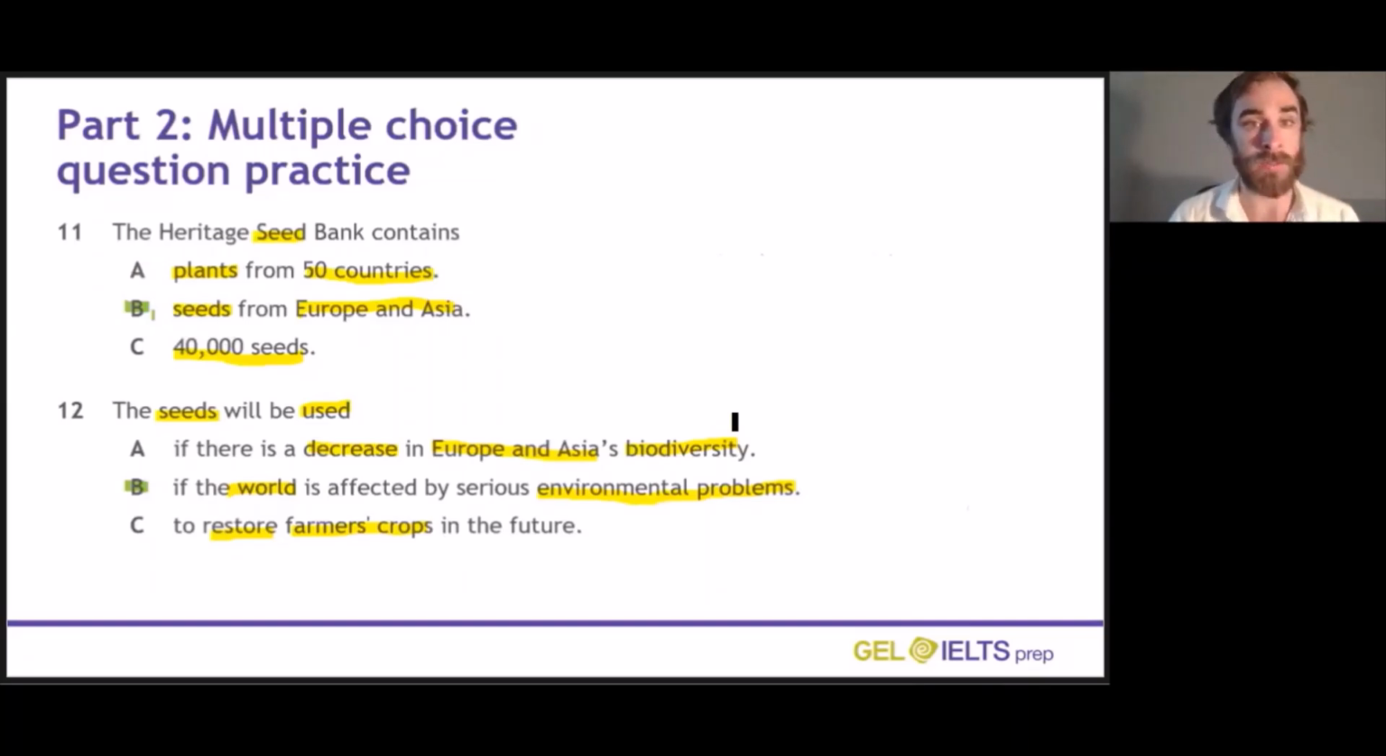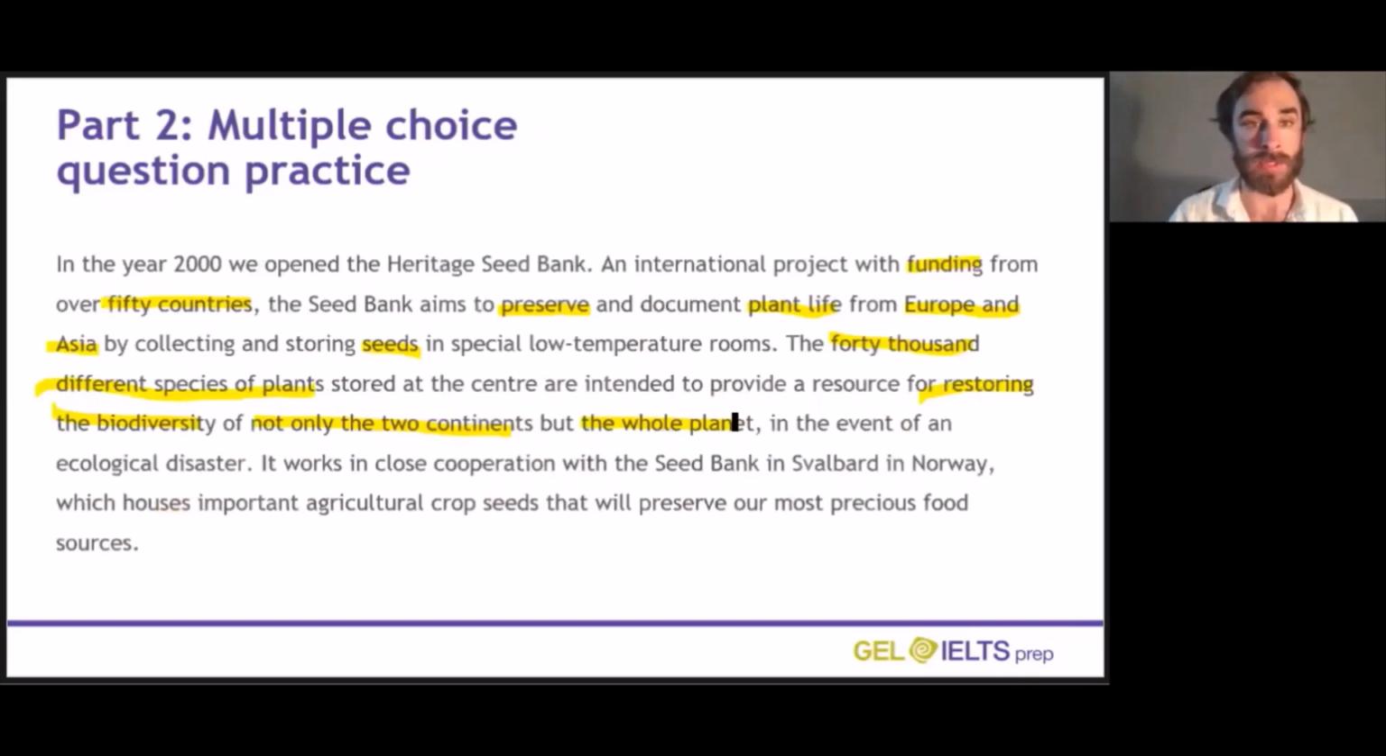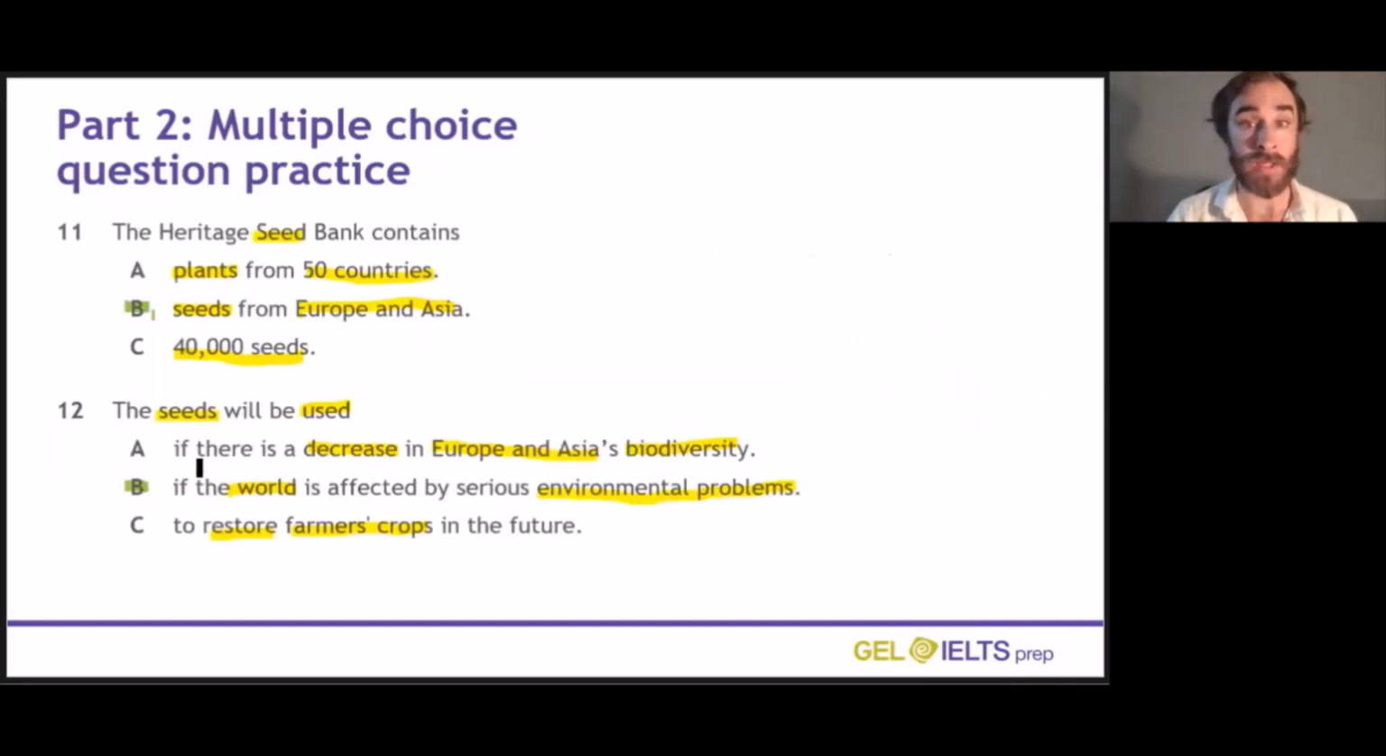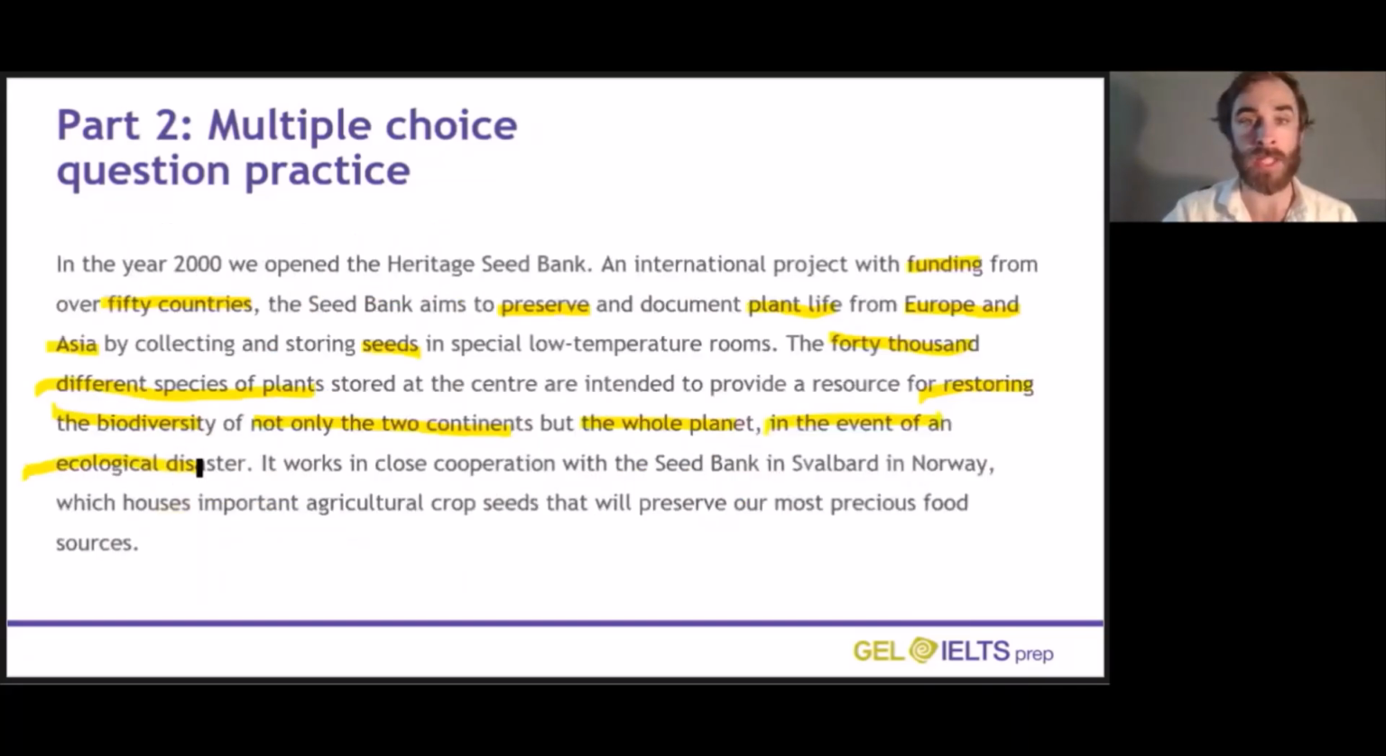B, if the world is affected by serious environmental problems. So the biodiversity of the whole planet in the event of an ecological disaster. Ecological disaster, environmental problems. It's a good paraphrase synonym there. And finally, option C, to restore farmers' crops in the future. Well, we can see important agricultural crop seeds, but here it's talking about the seed bank in Svalbard in Norway. So it's no longer talking about this heritage seed bank in the question.